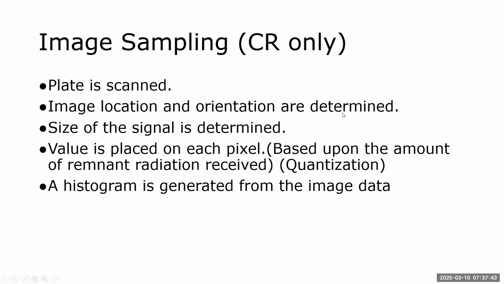We talked about the image location and orientation being determined last week. Every pixel has a location, an XY coordinate location. The size of the signal is determined, meaning at each data point that is sampled, and then a value is placed on each pixel. We talked about that last week. Based upon the amount of remnant radiation that's received, we call that quantization. So assigning each pixel a number that's associated with how much radiation actually interacted with that part of the IR. And then that value represents a shade of gray or a brightness level. And then a histogram is generated from that image data.